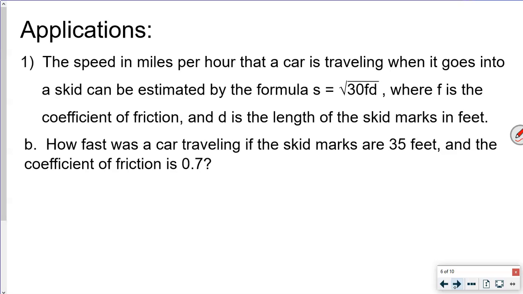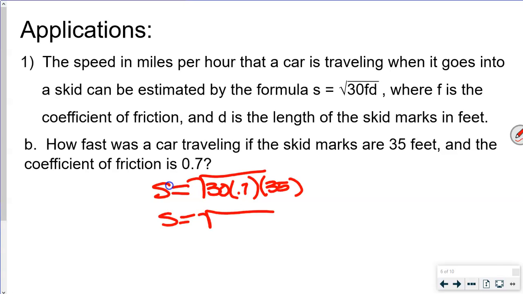Again, the beginning part of it is how fast was the car traveling? So this time S equals, again, the square root of 30. Our friction is 0.7 again, and our distance that it skidded was 35 feet this time. So when we do this, this is going to be the square root of 735. And then when we do that, that equals 27.1 miles per hour. This time it did ask us how fast, right? Okay, so the next one.